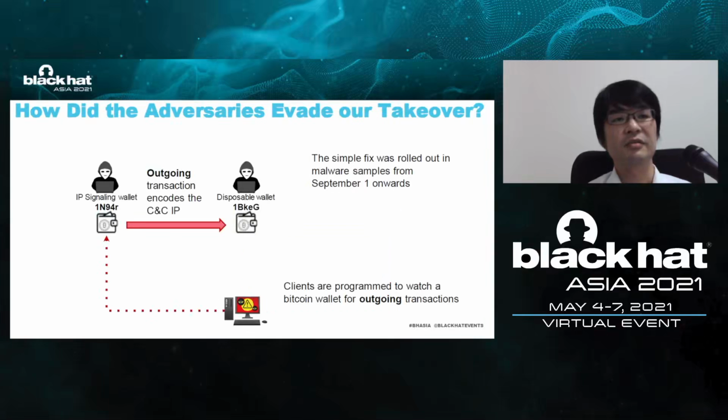Okay, this is the answer slide to the question, how did adversaries evade our takeover? The adversary changed the rendezvous point from the receiving Bitcoin address to the sending Bitcoin address. This enabled the malware to download only transactions whose sending Bitcoin address is controlled by the adversaries. Simultaneously, this prevented us from taking over. We could not take over anymore.